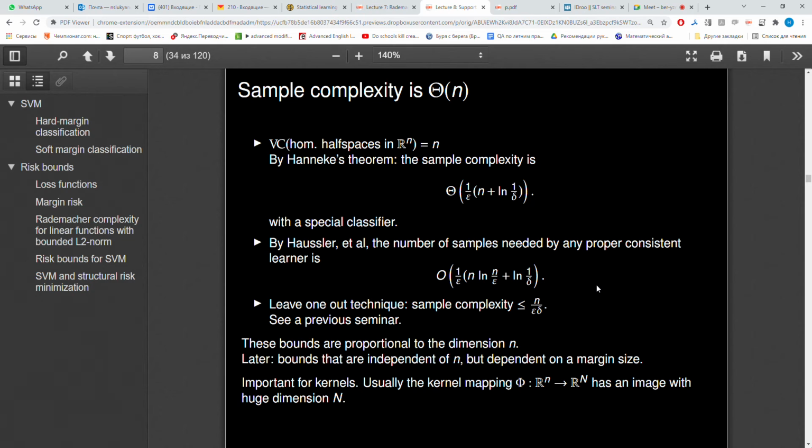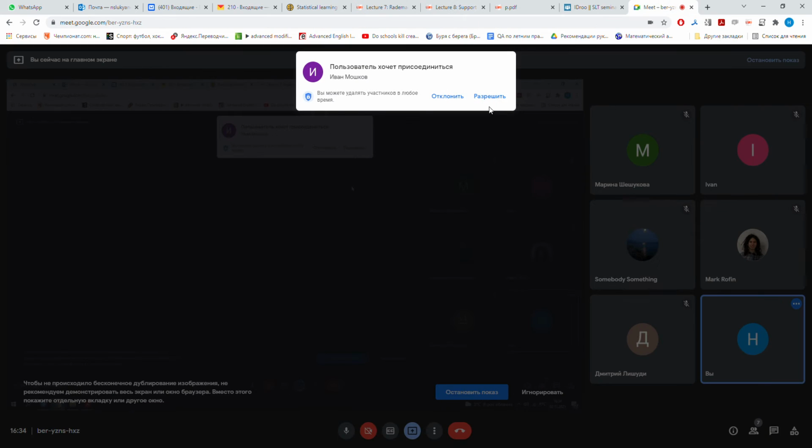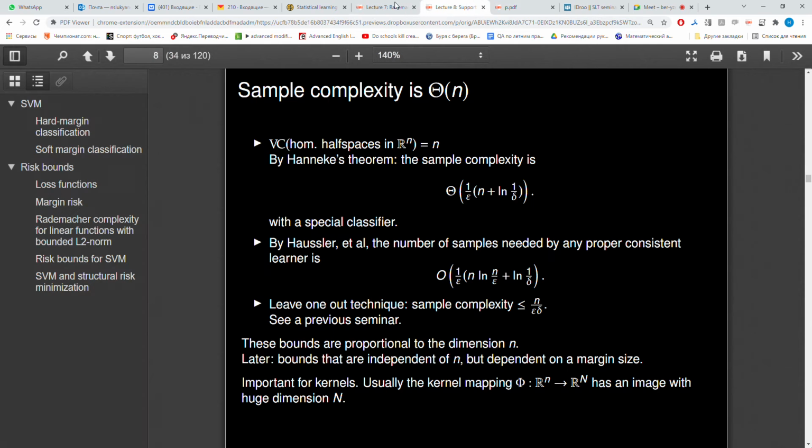But we want to find some way to bound sample complexity with no dependence on the VC dimension of our set of functions, or maybe with no dependence on the number of dimensions.